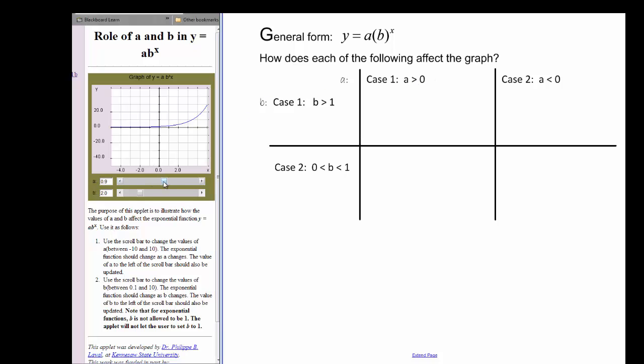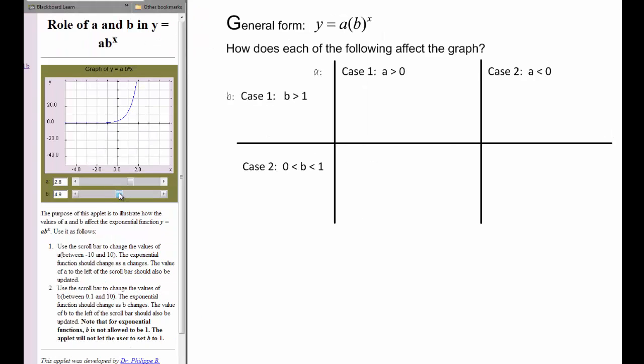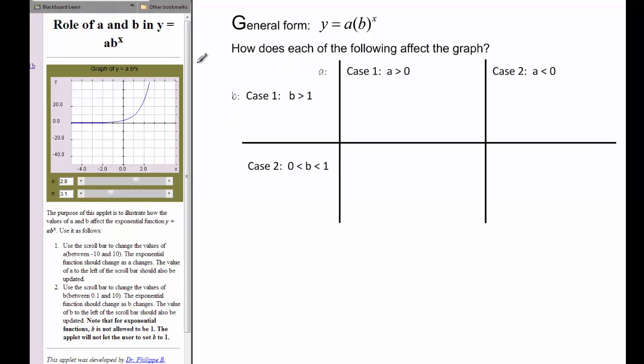So let's move the A, and you can see that as A increases, if you look closely, it's moving up and down the y-axis as we increase or decrease that A. If we move the B, as it gets greater than 1, and it continues to increase, it gets steeper, and as we make our B get smaller again, still greater than 1, it's going to be getting flatter.